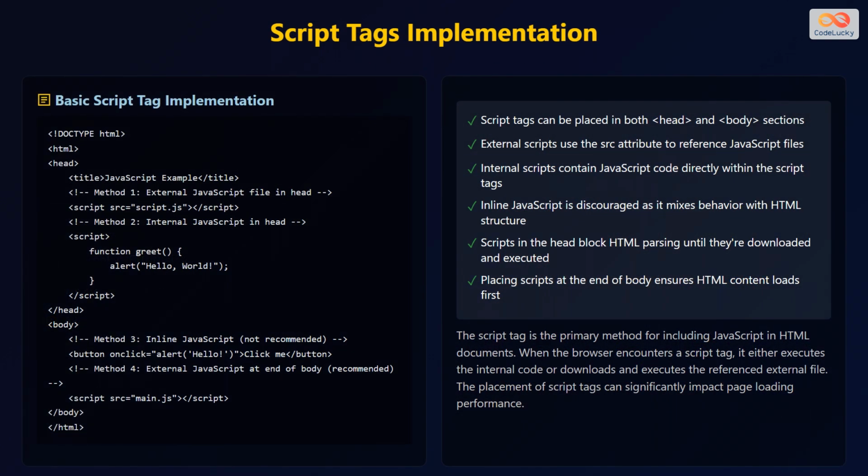In this section, we'll explore the most fundamental way to include JavaScript in your HTML document, the script tag. As you can see in the code, there are several ways to utilize it. The first method shown here is including an external JavaScript file in the head section of the HTML, using the script tag with the source attribute. Second, you can include internal JavaScript directly within the HTML file using script tags. Third, inline JavaScript can also be implemented as part of an element.